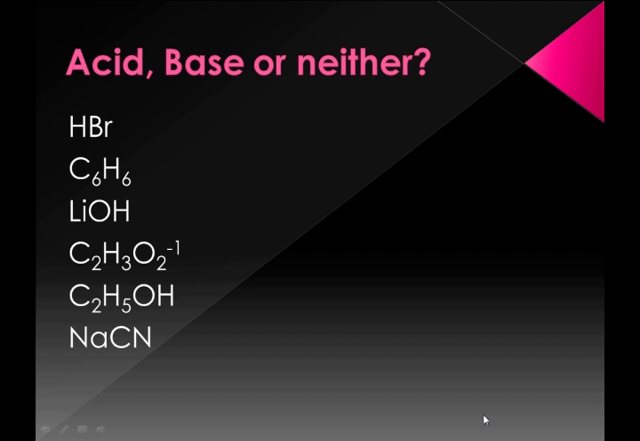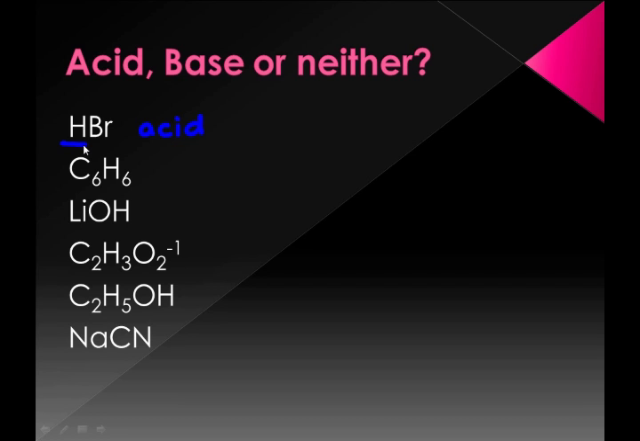So the question becomes, is it an acid, is it a base, or is it neither? Well, in this question, we're just given a formula, and so we're going to rely on our Arrhenius definition. When we look at HBr, we see that there's an H written in the front of the compound, and so that tells us that this is an acid.